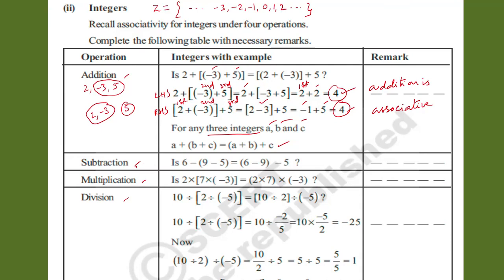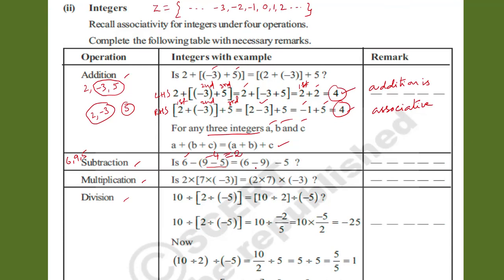Next, subtraction. Here what are the numbers taken? 6 is the first number, 9 is the second number, 5 is the third number. We may observe the subtraction. First, in the first instance, we subtract second and third. That means 9 minus 5. What we get? 4. Then 6 minus 4, after that the 4 will be subtracted from 6. That is 2.